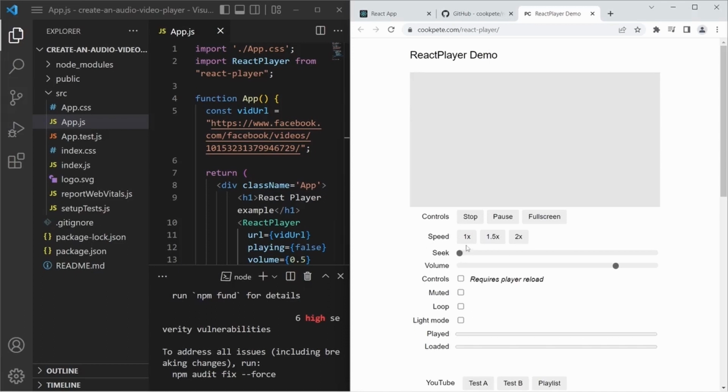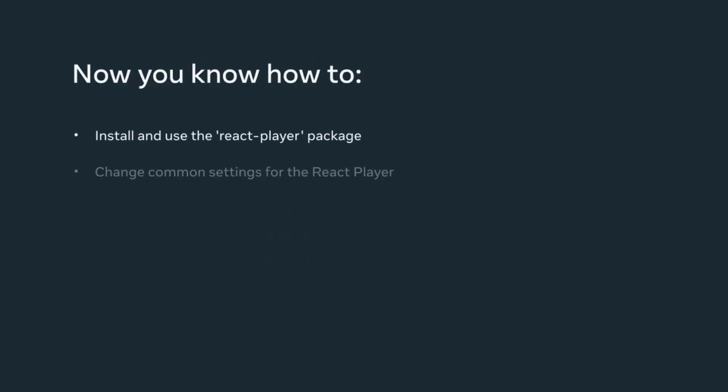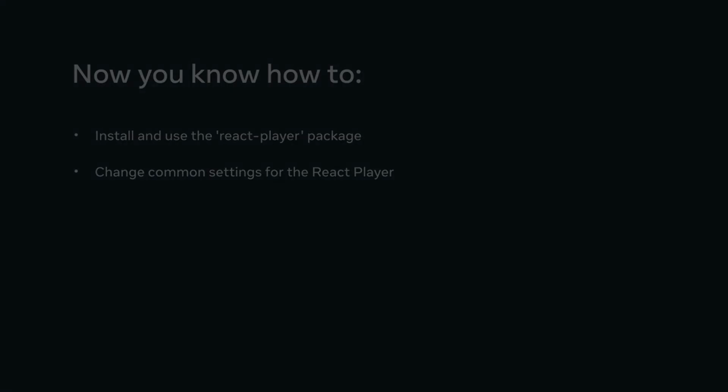On the linked page, you can select from several video sources and change the video settings such as playback speed, light mode, loop, and more. If you would like to know more about the React Player, I recommend experimenting with these settings and consulting the project's GitHub documentation. In this video, you learned how to install and use the React Player package and change common settings for the React Player.